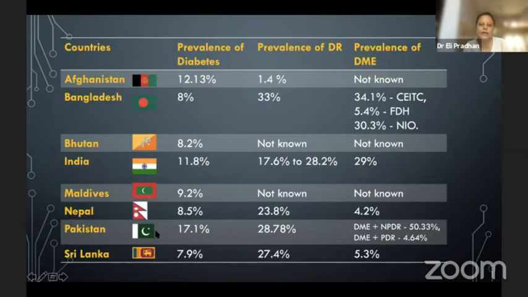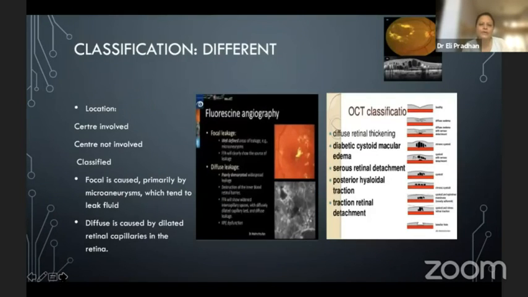In Pakistan, 17.1% diabetes, 28.78% DR, with NPDR about 15.50%, nearly 50%, and DME in PDR nearly 5%. Sri Lanka: 8% diabetes, 27.4% diabetic retinopathy, and 5.3% macular edema. These are all from population-based, large population cross-sectional studies.